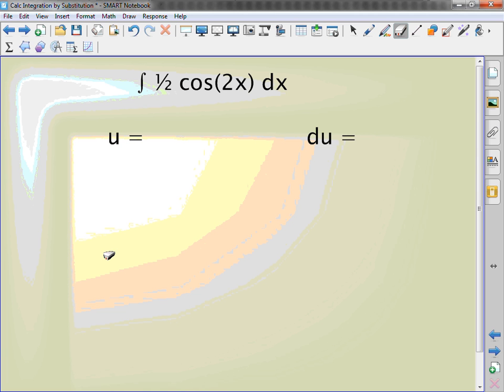Try this one. What do you want to call u? 2x. That's good, because that 2x gives me the problem. Because it was just x. This is 2x. This is different. Okay, what's the derivative of 2x? 2 dx.